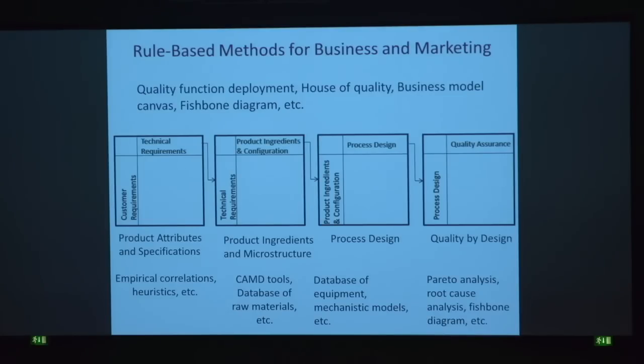And another example of rule-based methods for business and marketing is the QFD. But for chemical product design, that has been modified. We go from product attributes, the first square, to product ingredients and microstructure, then process design and quality by design. And we organize all the elements below it to execute each step of the QFD.